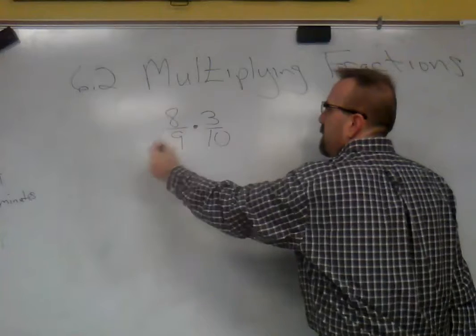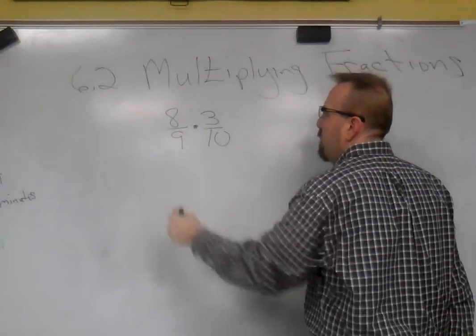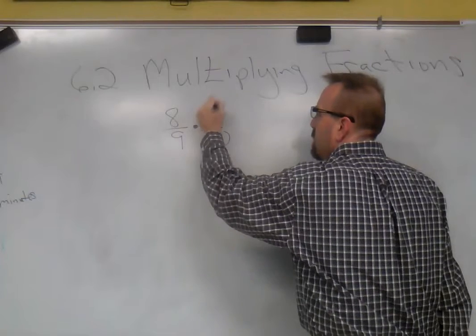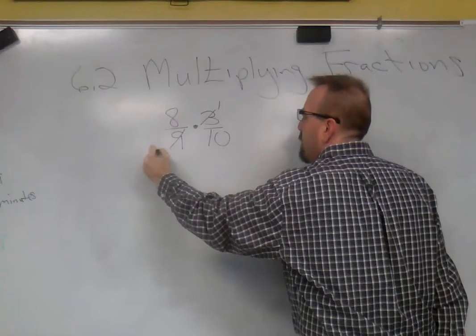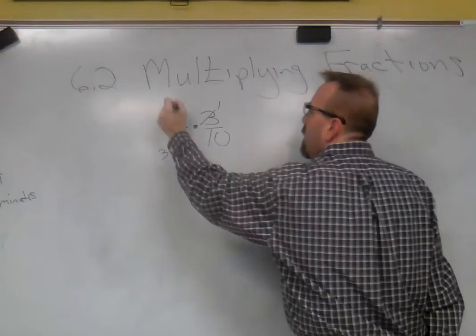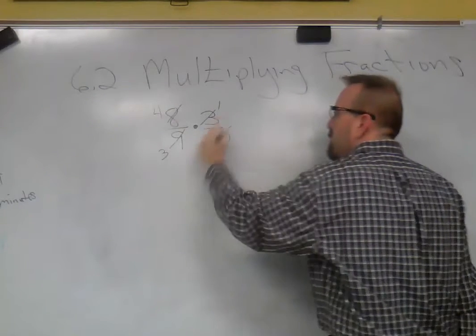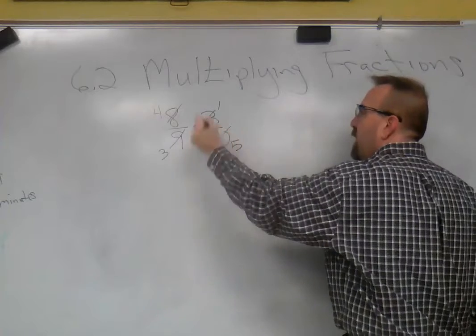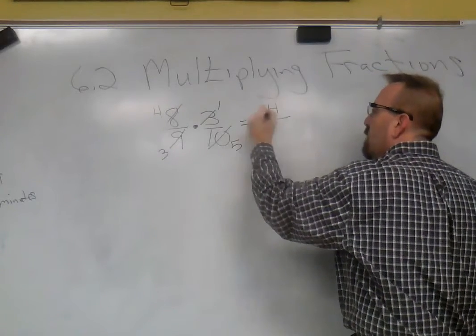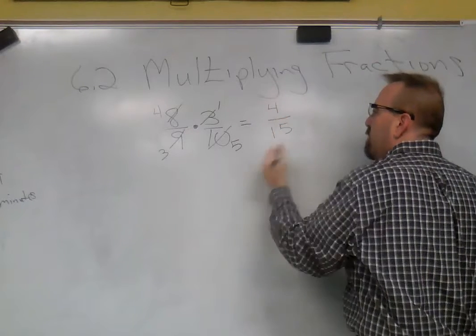So we look diagonally and decide, is there anything that will go into both of these two? 3 will go into both 9 and 3. So 3 divided by 3 is 1. 9 divided by 3 is 3. Will anything go into both 8 and 10? 2. 8 divided by 2 is 4. 10 divided by 2 is 5. Now we can multiply straight across. 4 times 1 is 4. 3 times 5 is 15.